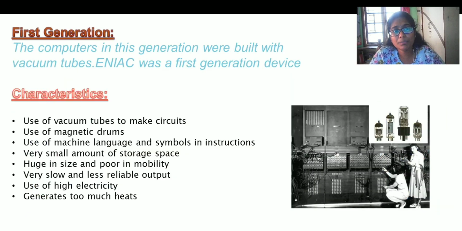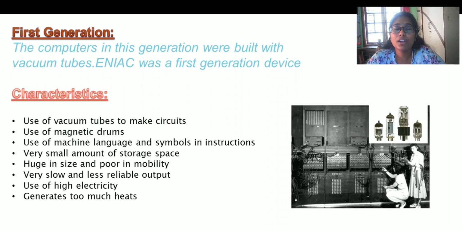Let's study about computer generations. There are 5 generations in which the computer has evolved. In each generation there were different changes in the system. In the first generation, computers were built with vacuum tubes. ENIAC was itself a first generation device.